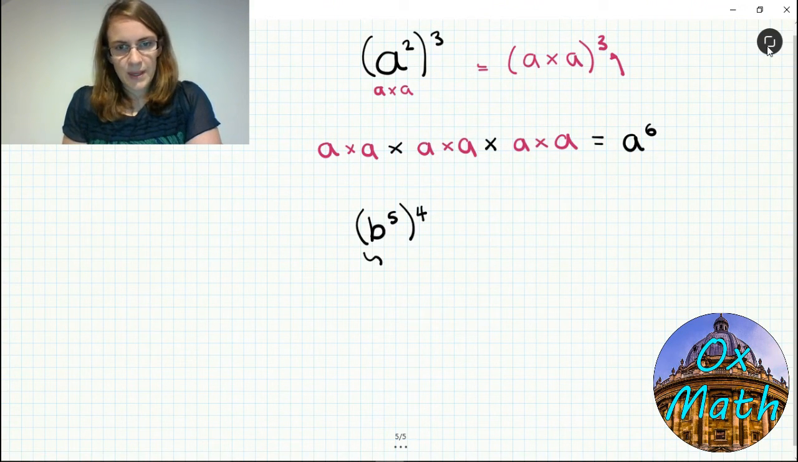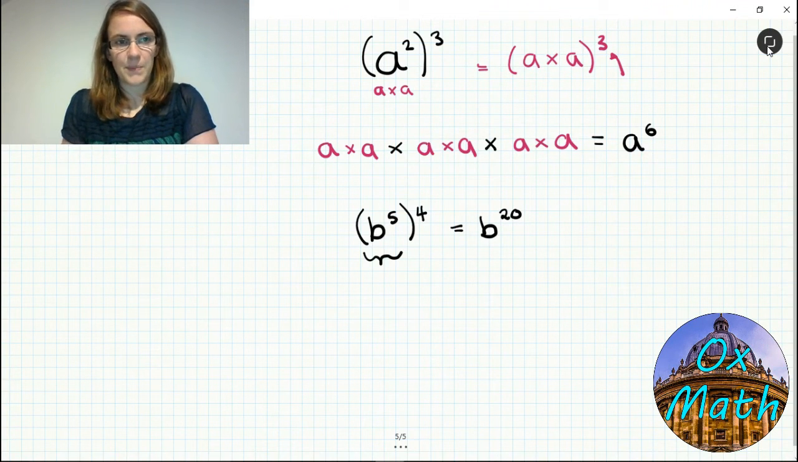So this bit means that we are using b 5 times in a multiplication, and then we are doing that 4 times in a multiplication. So we have 5 b's all multiplied together 4 times. So in total we have 5 lots of 4, which is 20. So if we wrote that all out, we would end up with 20 b's in a multiplication, or b to the power 20.